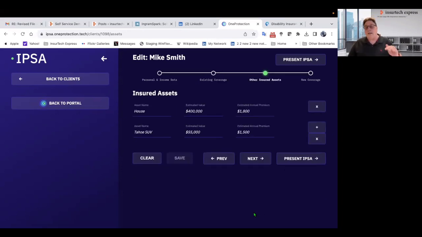And what I've done is we want to list all the assets and those assets that are insured. That's for the purpose of explaining the value of why you need to buy disability insurance. So I just listed his house, $400,000, and the premium to insure the house is $1,800 a year, and that he has an SUV, a Tahoe, that's valued at $55,000, and the insurance for that is $1,500 a year. And if you want to show more assets, that's fine. And I'll explain to you why I did this in a minute.